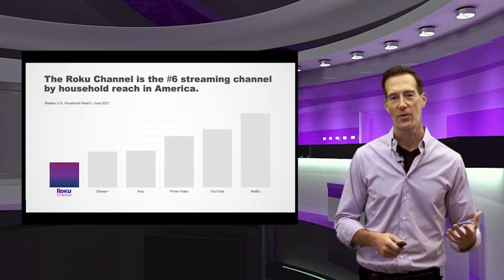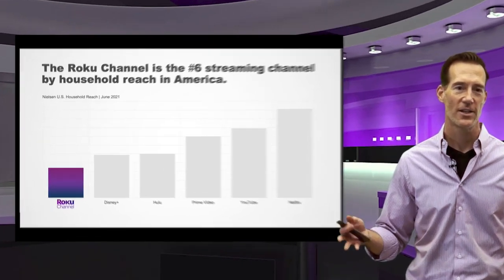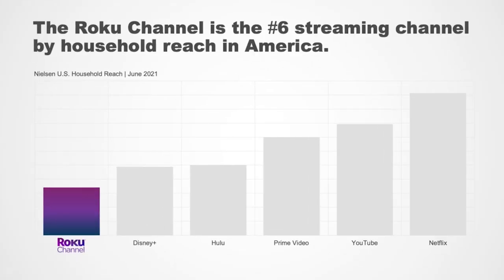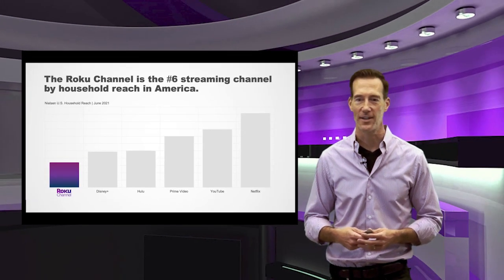And just the last point on the Roku channel is its incredible reach on the Roku platform. So these are the top 6 streaming channels on Roku today. You can see Roku is number 6. And that's pretty rarefied air that are in the top 5. So Roku Channel has similar scale to even the largest global video services on the platform.